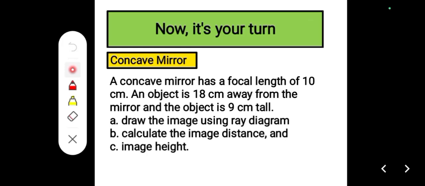So follow that rule. There are only 2 rays of light that you're going to follow. One is parallel to the principal axis. When it hits the mirror, it will pass through the focus. The other one is the ray of light passing through the focus. When it hits the mirror, it will reflect parallel to the principal axis. The intersection between these 2 rays of light is the location of your image. Next, calculate the image distance and the image height using the mirror equation.